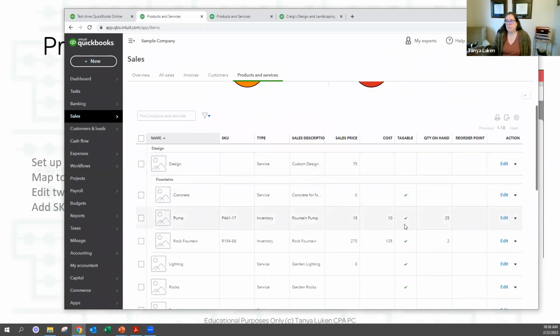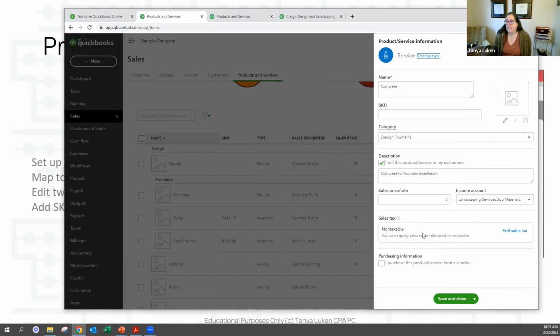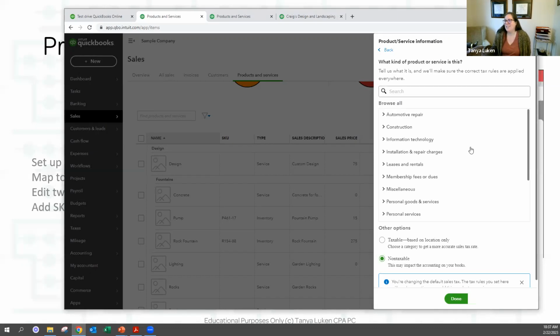So do you see these check boxes that say taxable here? So these ones are set up as taxable. This design is not taxable. Let's pretend that this concrete is for pouring the concrete and not actually the materials. So we would edit this and it says it's already not taxable, but it was totally taxable. So then you would click edit sales tax and non-taxable is here. Okay.